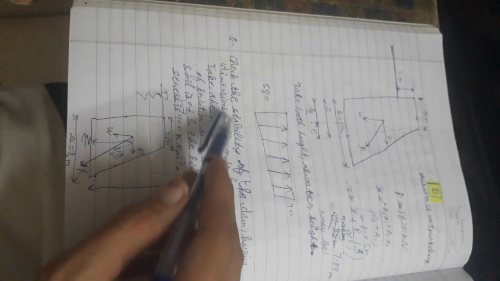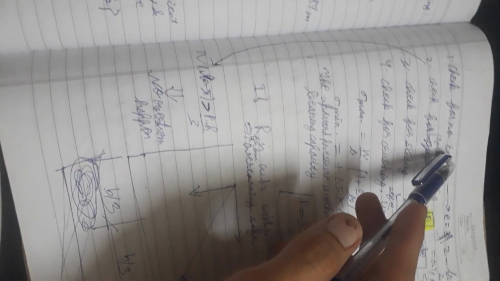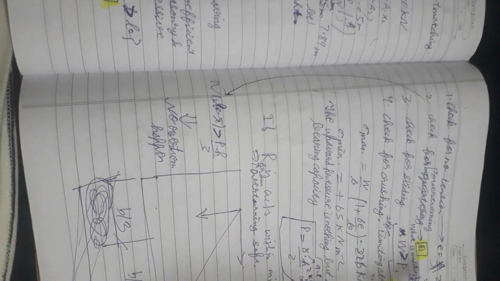Then check the stability of the dam having dimension as shown in the figure. Take imaginary rho is equal to 20 kN per meter cube and the coefficient of friction between imaginary and soil is 0.6 and the limiting compressive stress is 400 kN per meter square. This is 3 meter, this is breadth is equal to 8 meter, this is W, this is R, this is P. Will Z be greater than B? Check for no tension, E is equal to Z minus B by 2. Check for overturning.